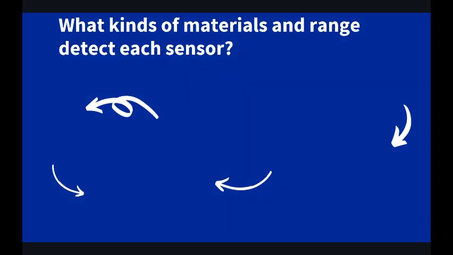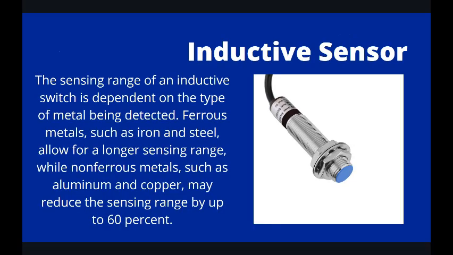What kinds of materials and range does each sensor detect? The inductive sensor. The sensing range of an inductive switch is dependent on the type of metal being detected. Ferrous metals, such as iron and steel, allow for a longer sensing range, while non-ferrous metals, such as aluminum and copper, may reduce the sensing range by up to 60%.